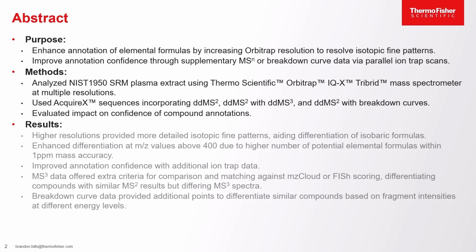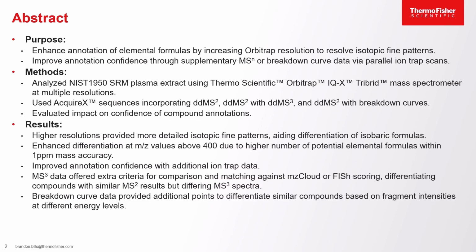What we found, higher resolution gave an improvement of the resolution of the isotopic fine pattern, which can help differentiate isobars, which was particularly important for compounds above m/z 400 because you've got a lot more isobaric formulas within 1 ppm mass accuracy. We also showed that we can get improved annotation confidence using that additional ion trap data.